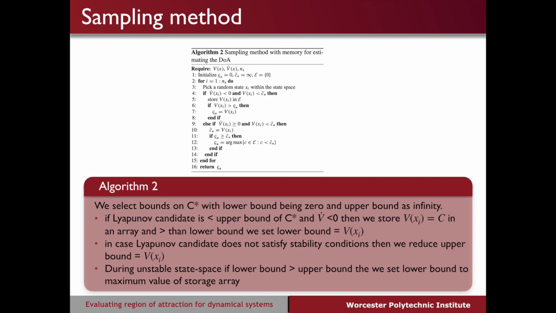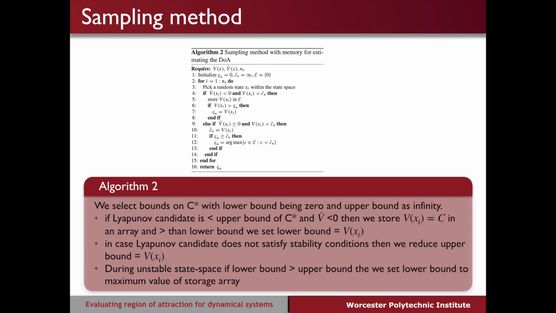Now let's start with algorithm 2, which is an extension and improvement on algorithm 1. Similar to algorithm 1, you are required to know V of x, V dot of x, and the number of samples, which we get from the Lyapunov function from the paper above. The number of samples is what you select, which is sufficiently large. In step 1, we initialize the lower bound of c to 0 and the upper bound of c to infinity. And we also declare an empty array called eta.